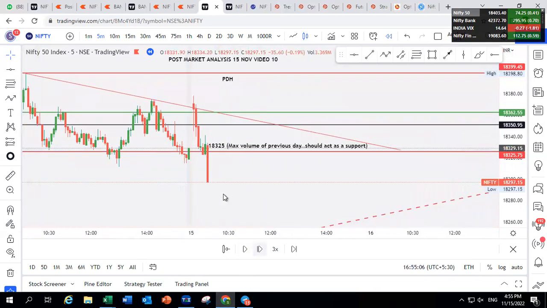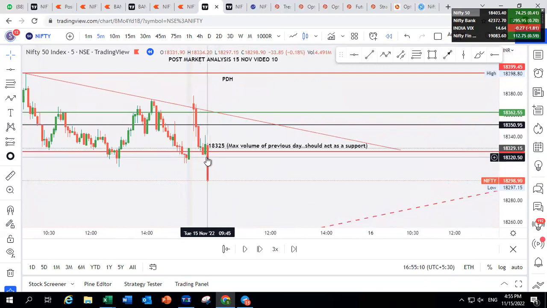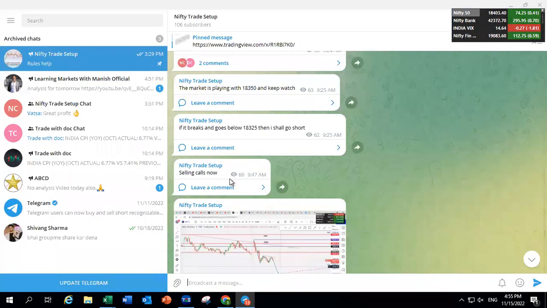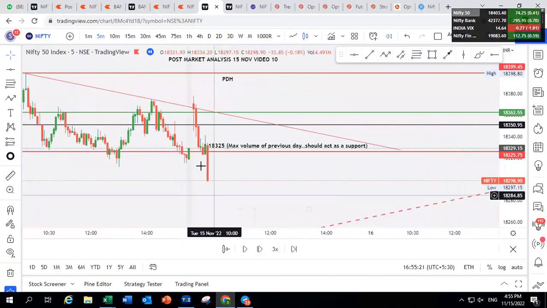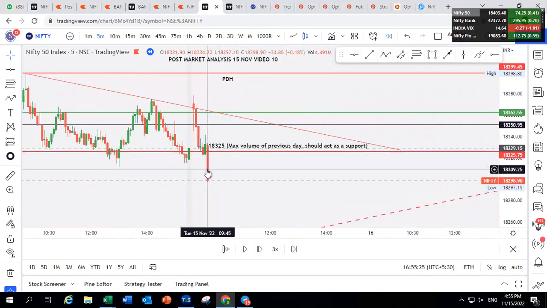Then I waited. Now, 9:47, 9:30, 9:45. And this candle formed, which gave me a confirmation. And at 9:40, actually, when I had written this, by that time I had already taken the put. So I first took the put. When this candle broke, it gave me confirmation. I sold calls here.